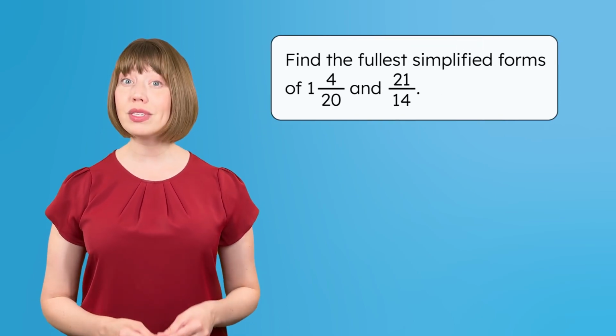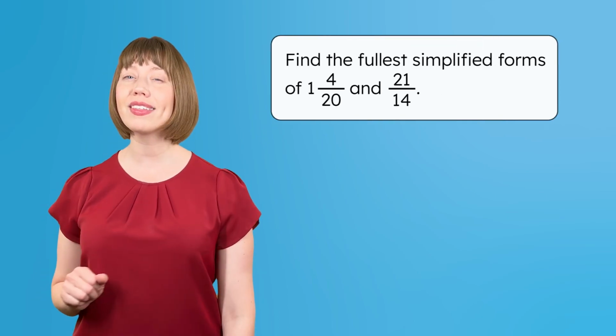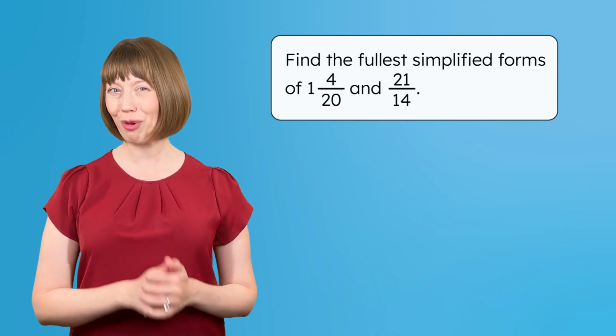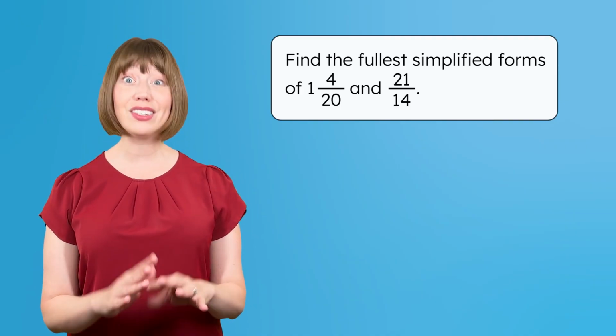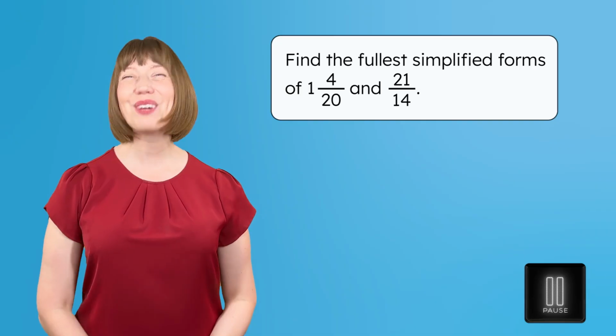Simplifying doesn't only work with proper fractions. Lately, we've been working with improper fractions and mixed numbers. Thinking about how we simplified 3 12ths, find the fullest simplified forms of 1 4 20ths and 21 over 14. Hint, when you simplify, you don't need to convert. We'll check together when you're done.